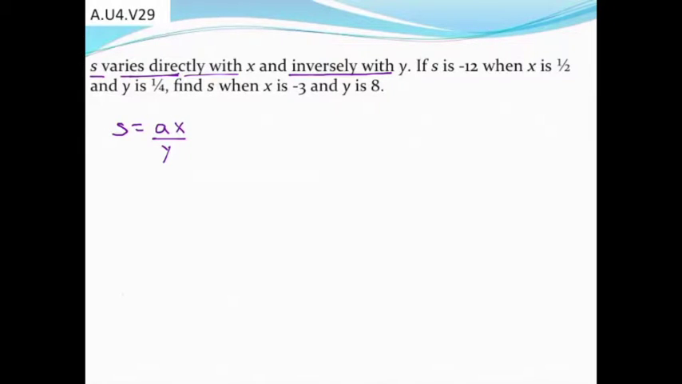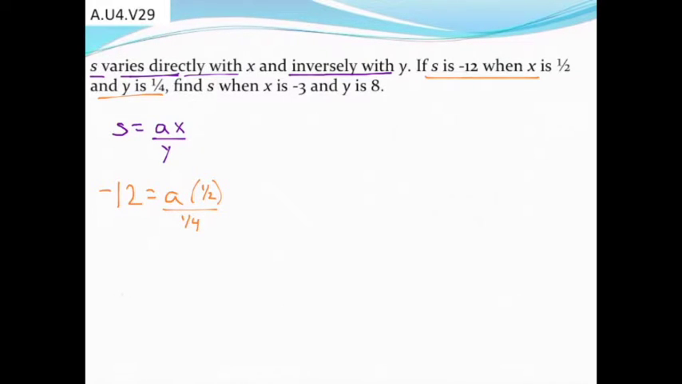So step one of the problem then, part one, is they'll give you some numbers to plug in, hopefully everything besides a, so that we can find out what a, our constant of variation, is. So let's go ahead and plug those numbers into our model. So s is -12, a is a, of course, x they tell me is 1/2, and then y is 1/4. So let's go ahead and simplify this and then find what a is. So I'll use a calculator if I need to divide this part right here.